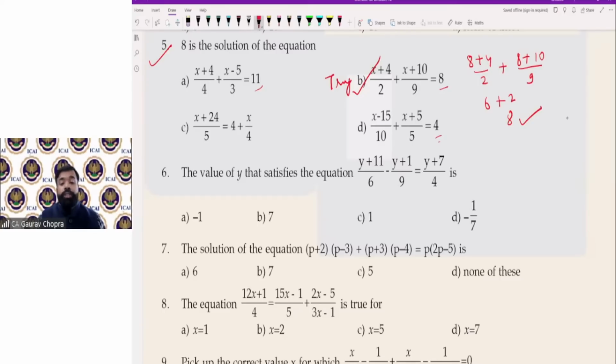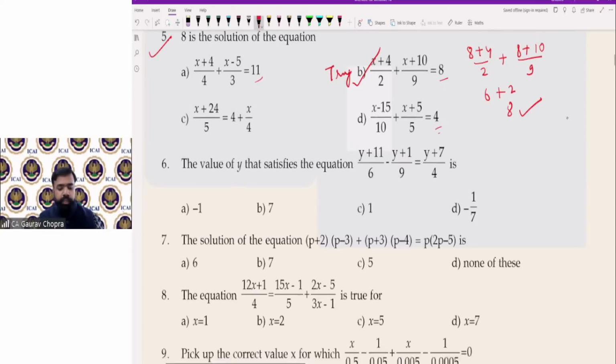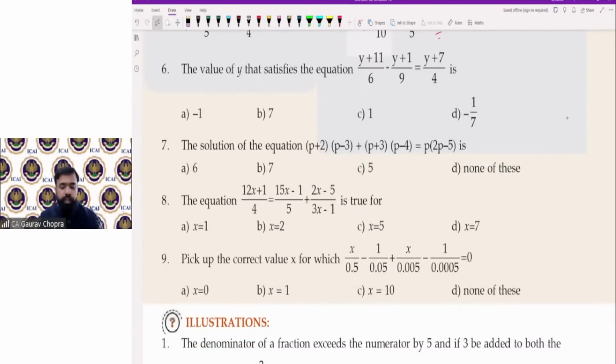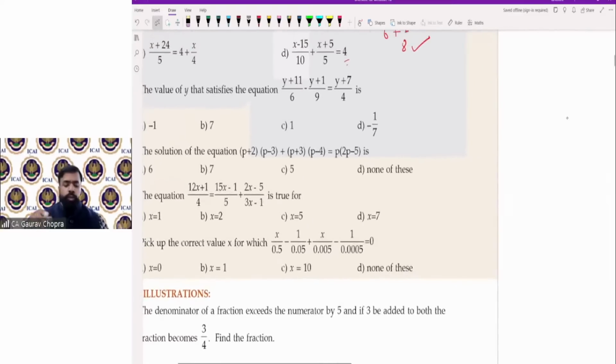So always you have to see the options and apply carefully. Then question number 6 is similar, and 7 is similar. Let's try the 7th one also. The solution of this: p plus 2, p minus 3 and p plus 3, p minus 4 is equal to this. Now, if you want, you can simplify, and if you want, you can put in the options also. Let's try using the simplification method.